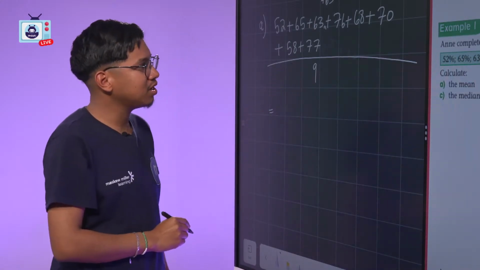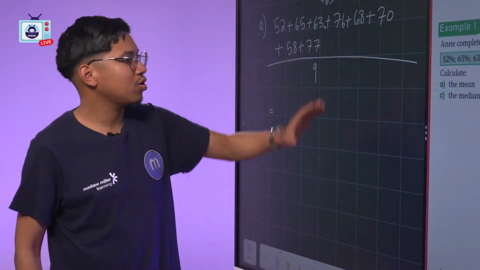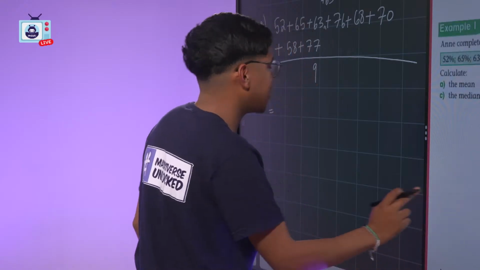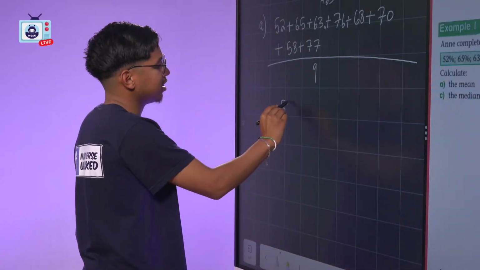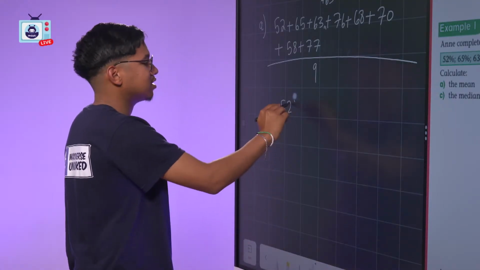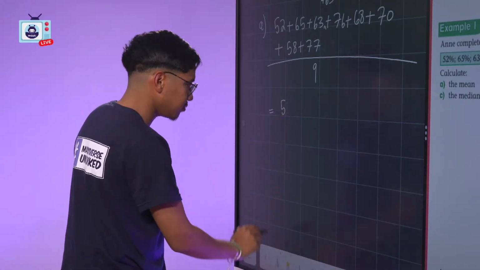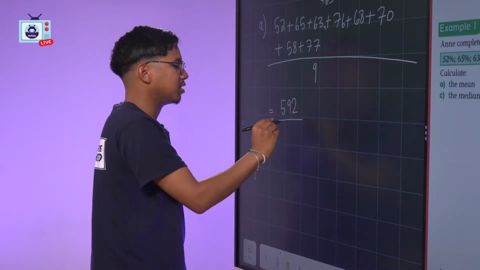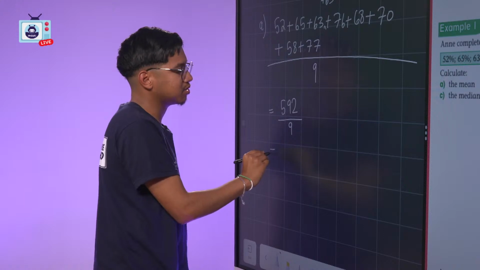We are very familiar with addition. So if we add all these numbers up, we can see we get the solution to be 592, right? 592, not 529, 592. And we're going to divide that by how many numbers there are. There are 9 numbers, okay?